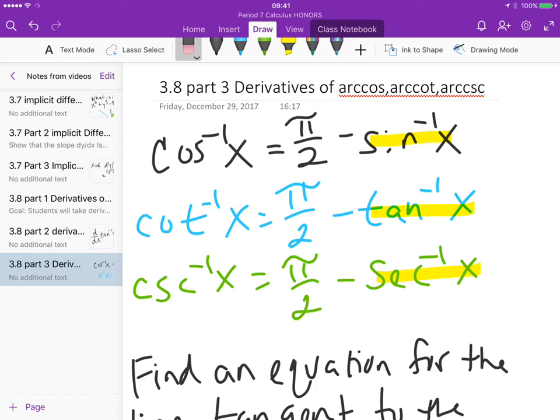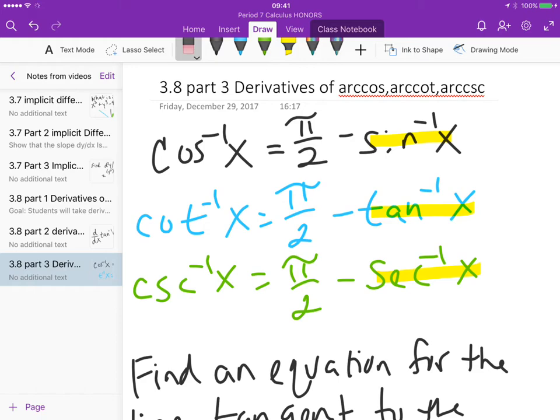That the cosine inverse of x is just pi halves minus the sine inverse of x. Cotangent inverse is pi halves minus tangent inverse. And then cosecant inverse is just pi halves minus secant inverse itself. And that basically goes back to our knowledge of how a reflection over y equals x really looks, and what the comparison is between the two inverse functions on a graph.